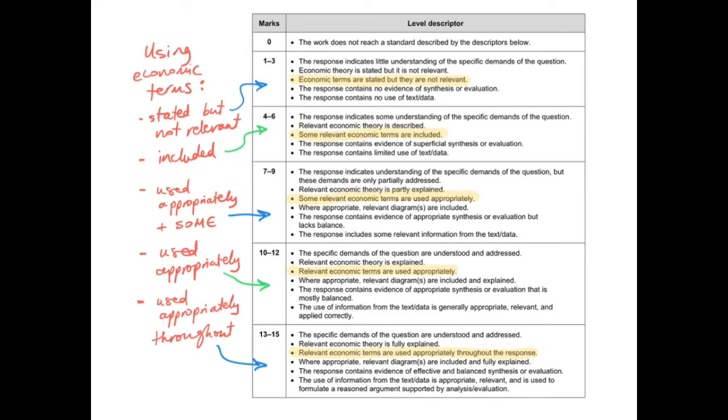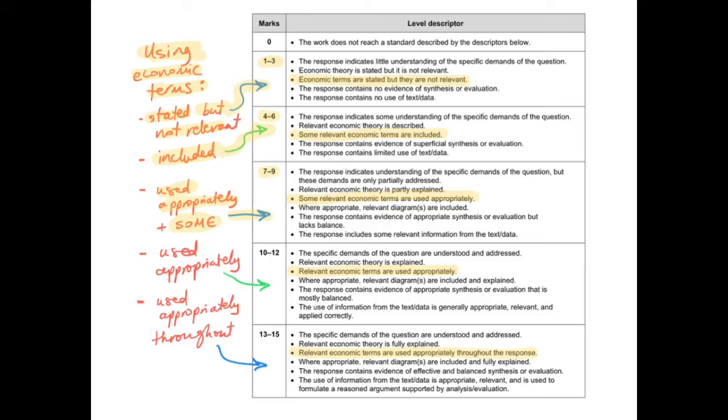The third skill you are being assessed on is your ability to use relevant economic terms appropriately. If you have stated economic terms, but they are not relevant, that's level 1, between 1 to 3 marks. If you have included some relevant economic terms, that's if you've just included them without using them appropriately, that's level 2, between 4 to 6. If you have included some relevant economic terms and used them appropriately, just because it's some terms, that's level 3, between 7 to 9 marks.